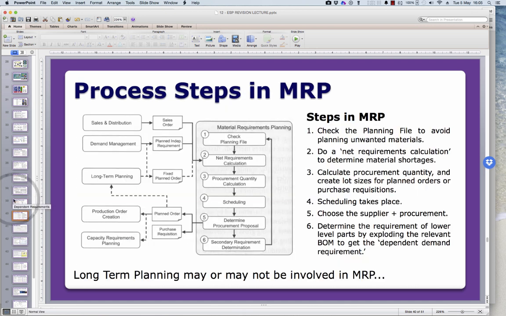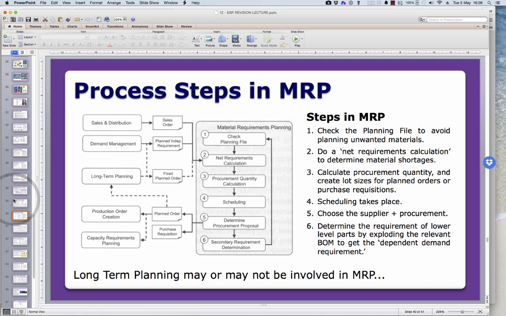Process steps in materials resource planning. Okay, so you've got sales and distribution. It produces a sales order. Demand management then has planned independent requirements, which feed into a net requirements calculation to say, are there any material shortages? It's not allocating production space or thinking about that at the moment. There might be long-term planning feeding in to net requirements as well, providing some fixed planned orders that you've decided on before. Eventually you'll have a whole series of planned orders. They could be a mix of fixed and new orders based on sales.